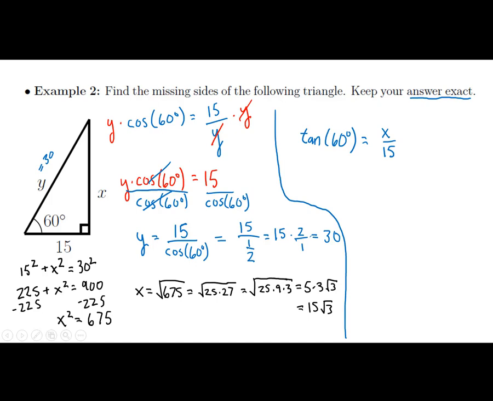This time my unknown is not in the denominator of my fraction, so I can just attack this by getting x by itself by multiplying by 15 on both sides. So this means 15 tangent of 60 degrees is equal to x. And so my only task now is to find the tangent of 60 degrees.